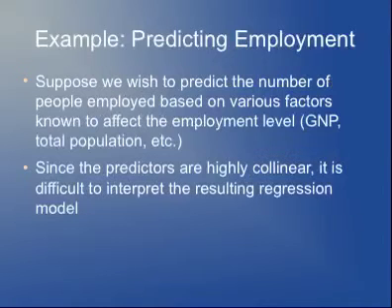A famous example of this is a data set called the Longley Data, named after the economist who collected this data set and illustrated this example. It's also built into R. This particular economist was trying to predict the employment rate based on various factors that are known to affect the employment level, like the gross national product, the total population of the US, and things like that. And the variables he looked at are ridiculously strongly correlated with one another, making the regression model really difficult to interpret.